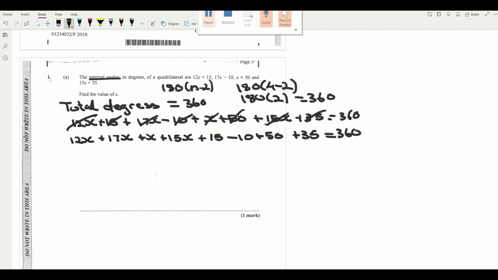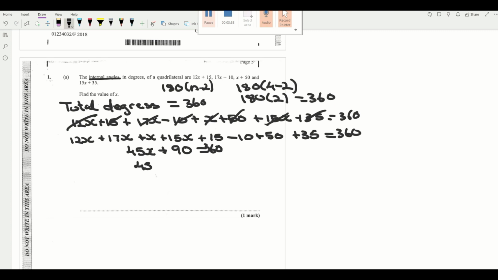Alright, so use your calculator. You are only adding the x's. 12 plus 17 plus 1, the coefficient of x by itself is 1, plus 15 is equals to 45, so that's 45x. And then we have 15 minus 10 plus 50 plus 35. I'm just putting this in my calculator. That is plus 90 is equals to 360.